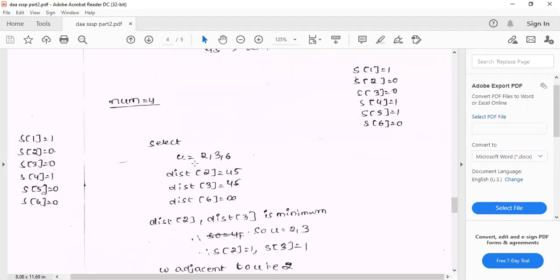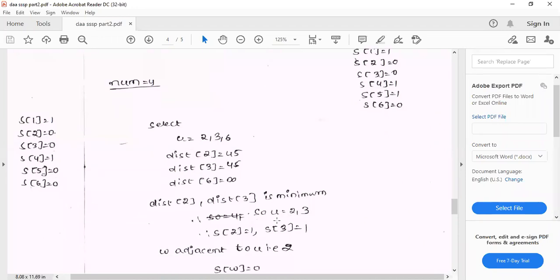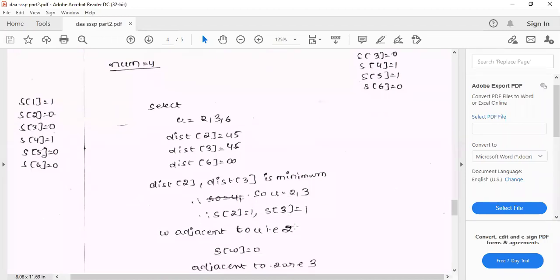The vertices not visited are those where S of I equals 0, that is 2 comma 3 comma 6. So distance 2 equals 45, distance 3 equals 45, distance 6 equals 40. Distance 2 is minimum and distance 3 is minimum. Here S2 equals 1 and S3 equals 1.